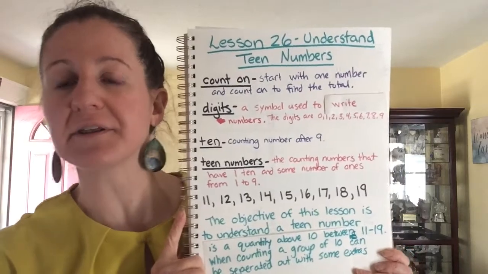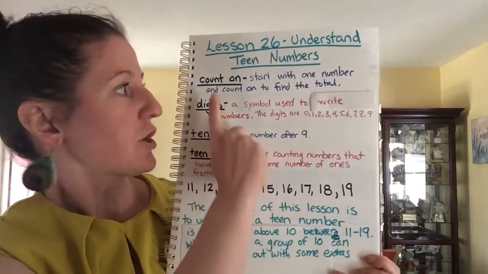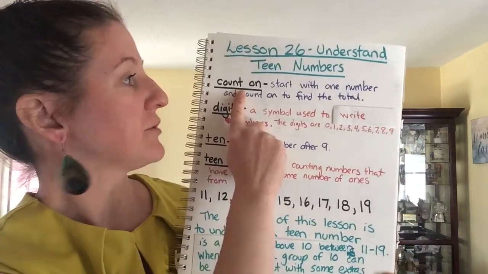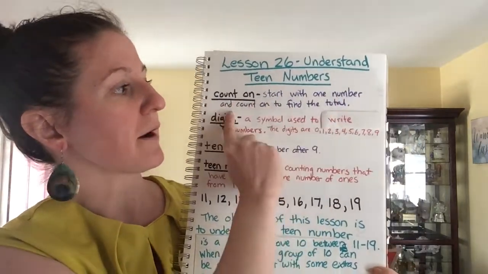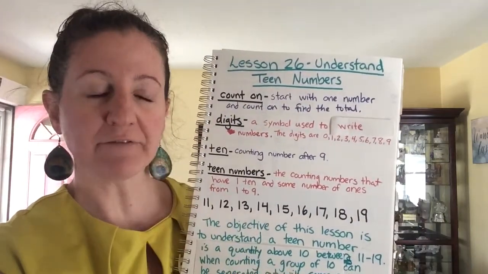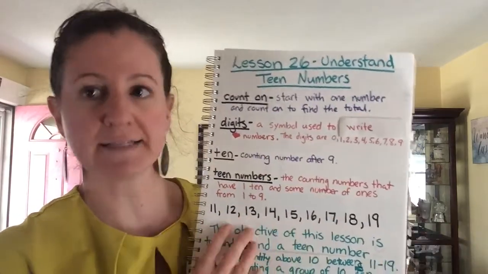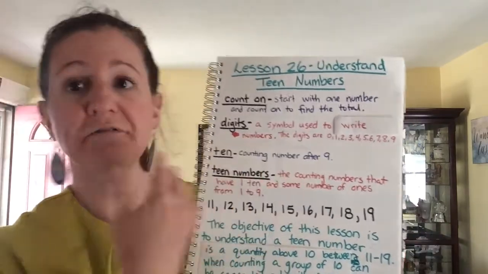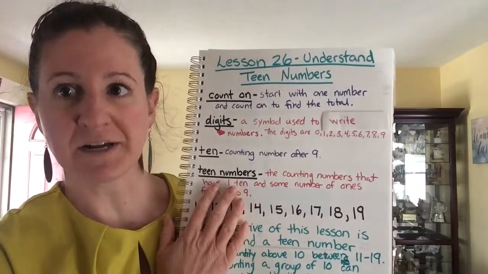There's some vocabulary that I want to go over with you first before we get started. The first vocabulary is when you count on. That's when you start with one number and count on to find the total. So if I had 5 in my brain and I started counting 6, 7, 8, that's counting on. Or if I had 10 of something and I counted on, which we're going to be talking about this week.